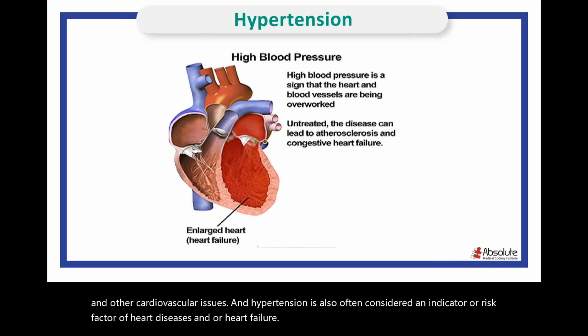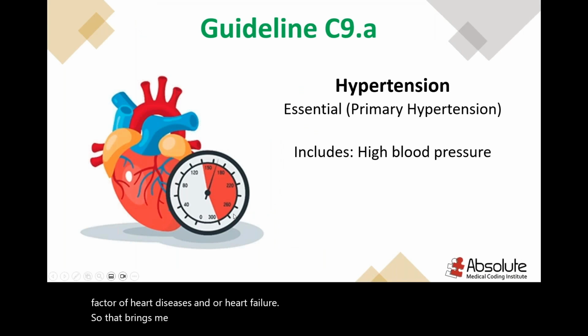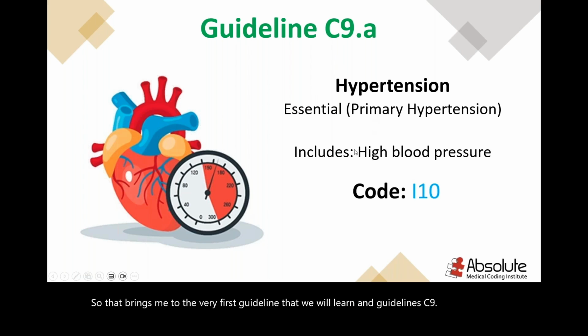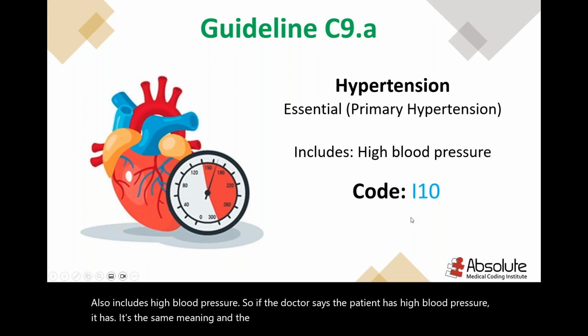So that brings me to the very first guideline that we will learn. Guideline C9A, hypertension also includes high blood pressure. So if the doctor says the patient has high blood pressure, it's the same meaning, and the code for hypertension is I10.